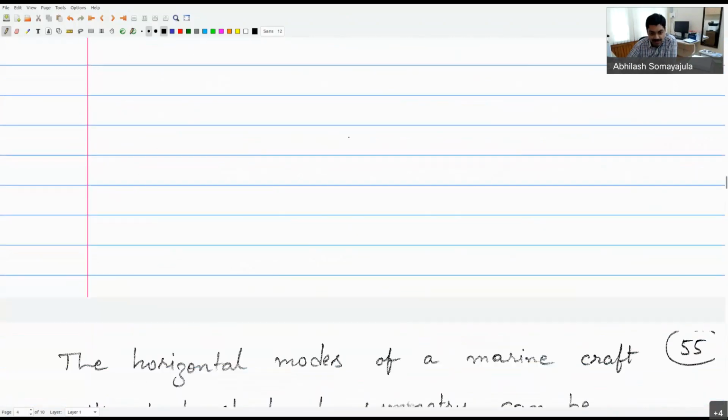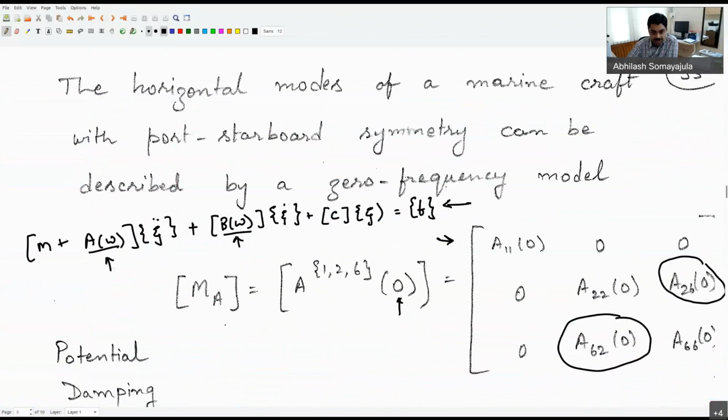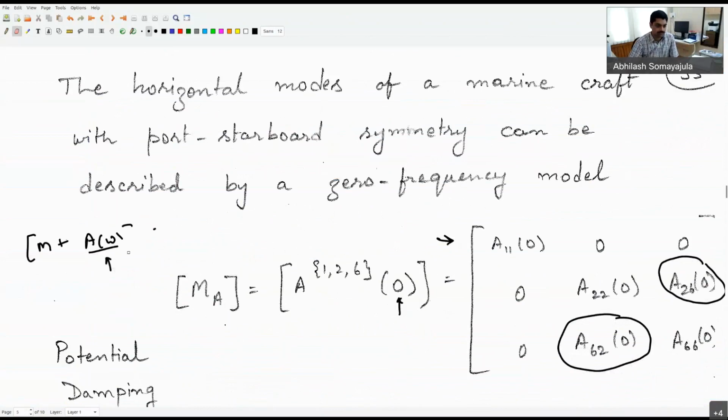So when we are talking about the slow motions, let me just erase this thing here. Need a bigger eraser. Okay, all right. So what I'm saying is that the added mass and damping, I'll consider at 0 frequency. So I'm considering the forces or the added masses at the 0 frequency.